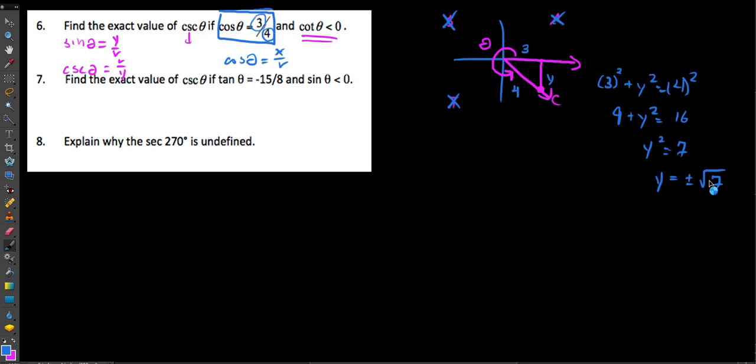We get plus or minus root 7 as our y value. Now, looking at this sketch we made, it becomes very clear that this had better be a negative root 7, just because we're in the fourth quadrant. So to sum all this up, we were asked to find the cosecant of this angle.